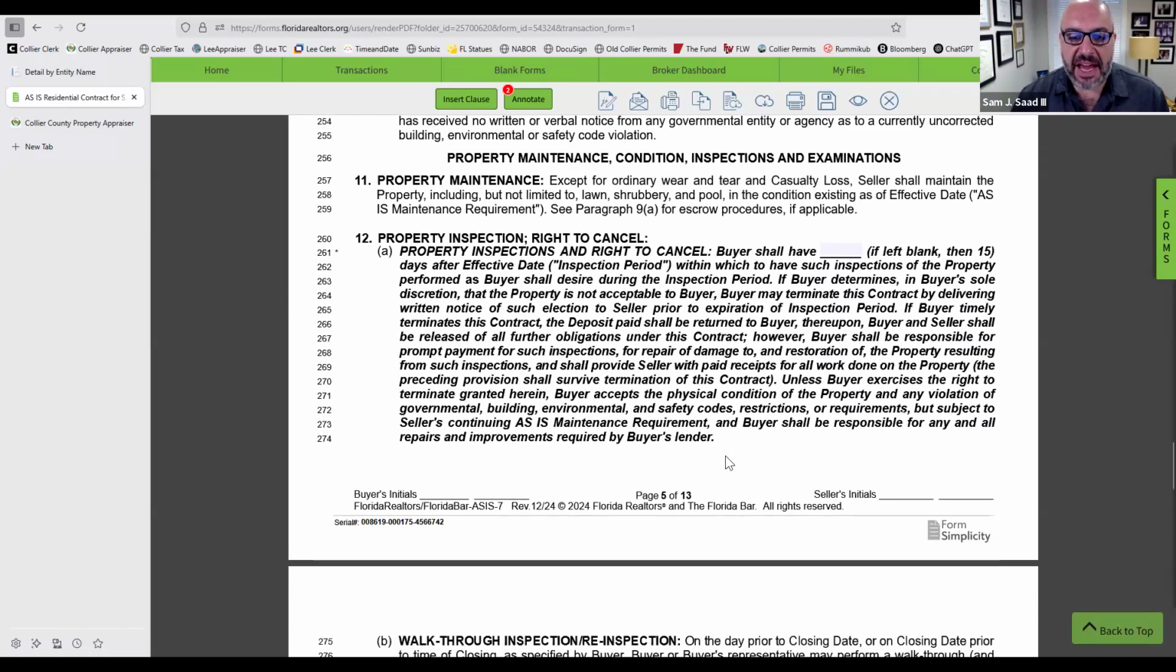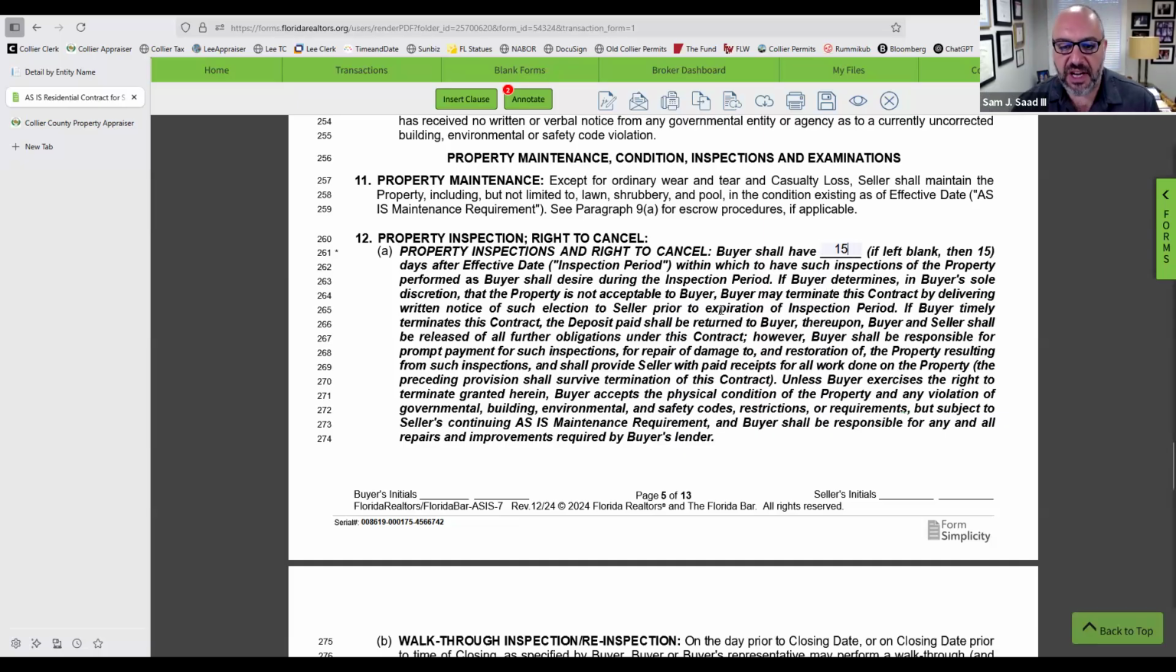Next up, this is an as-is contract. So on line 261, we need to give ourselves an inspection period. If we leave the blank on line 261 blank, it's 15 days. I think 15 days is a fine inspection period. It's almost a little long in this market. I'm seeing a lot more 7 to 10-day inspection periods, but we're going to let our buyer have 15 days to conduct inspections on the property.